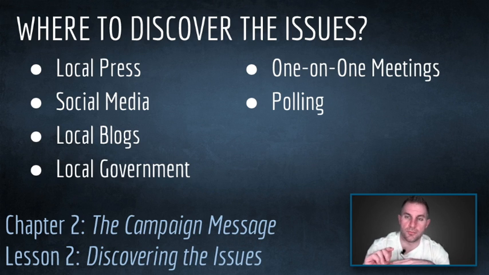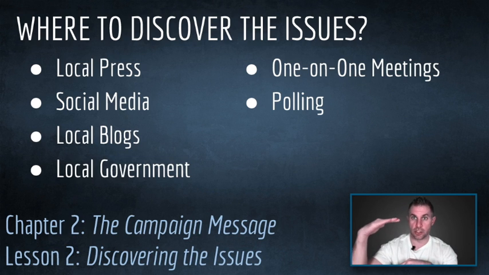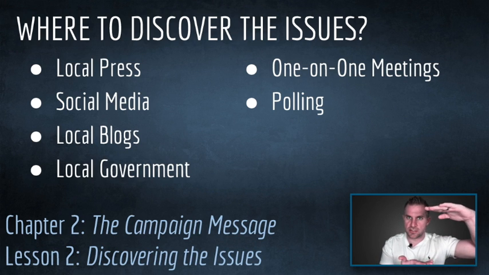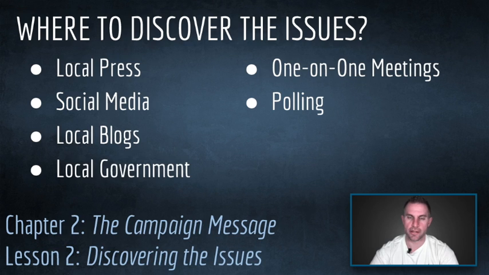But what could be even more helpful is a lot of polling that already exists. So you can look at the issues that they're asking community members about. That's a good place to get, for the point of this lesson, this big long laundry list of issues going. So, okay, that's where you can go to discover the issues that are happening.